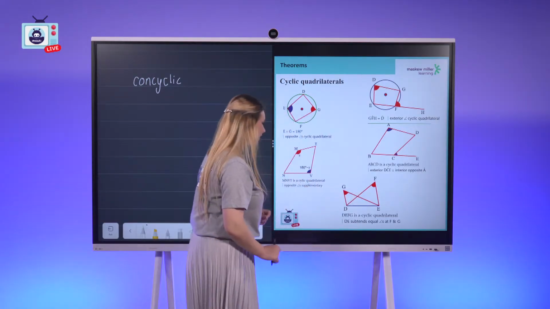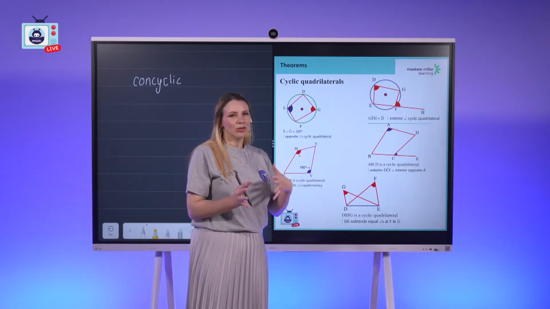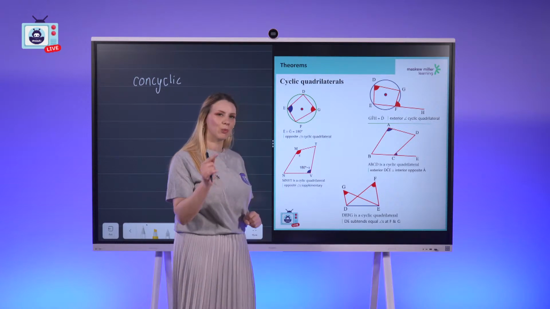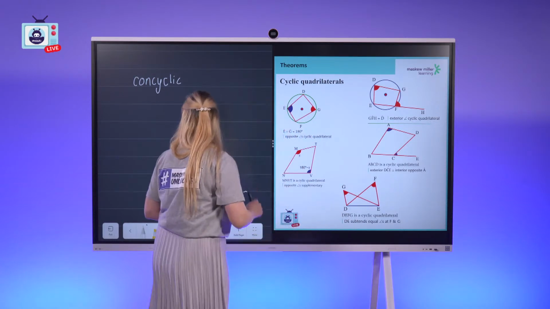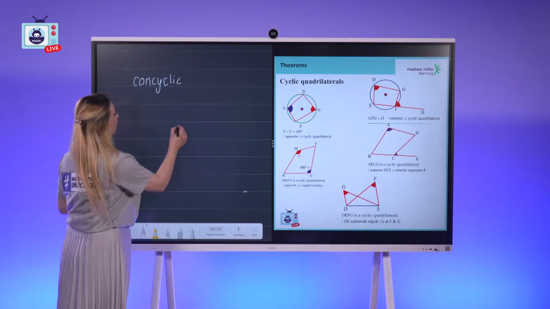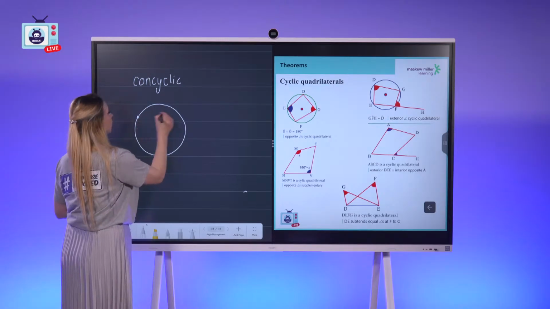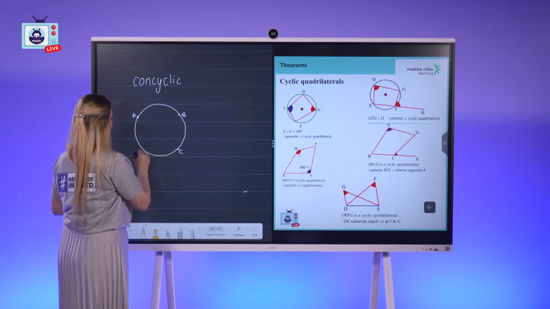This one over here is your angles in same segment. Not really classified as a cyclic quad. However, I've put it in, I've grouped it here. Why? Because we need to have 4 points on a circle. I just want to go through this one a little bit more. So if we have a circle, and we have 4 points on a circle, A, B, C, D.